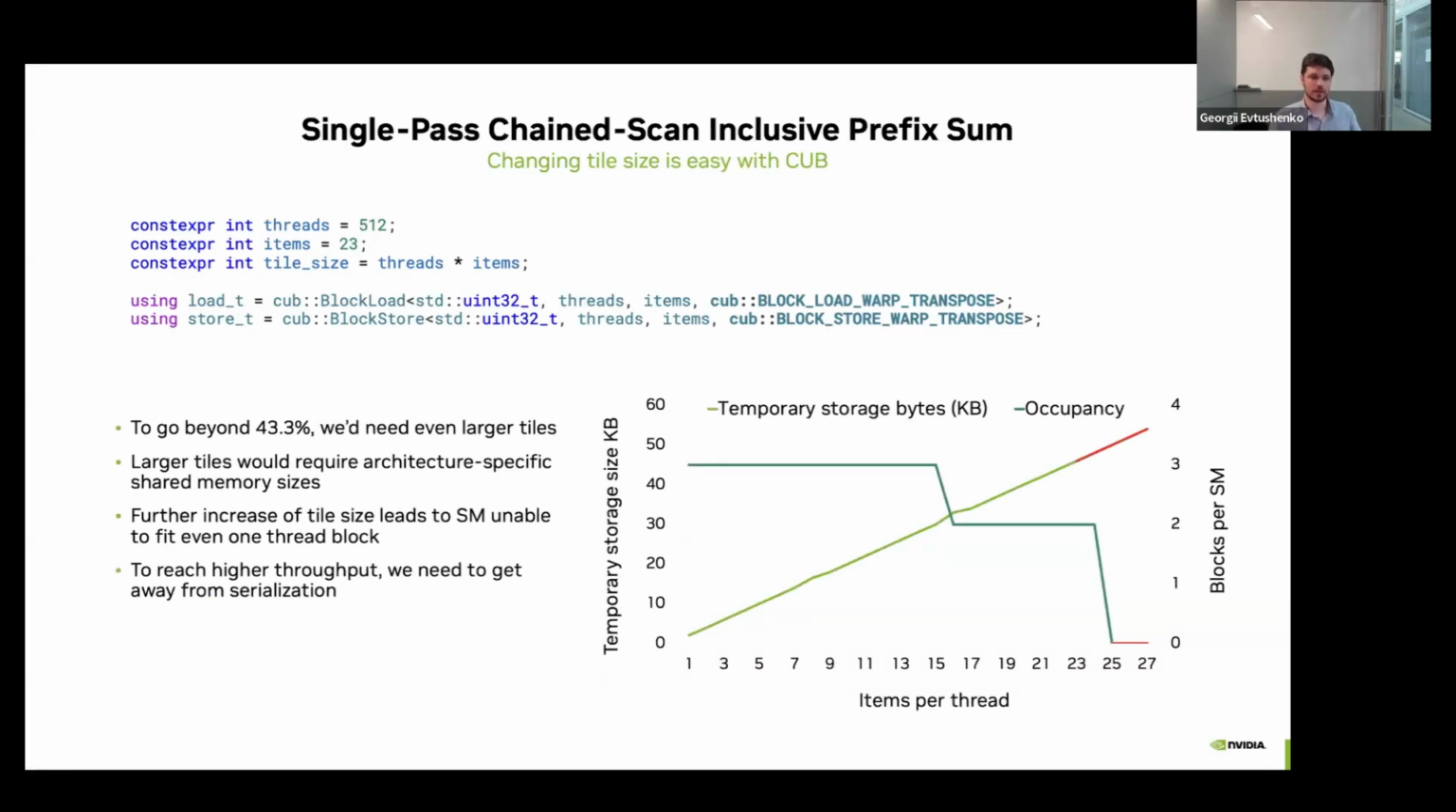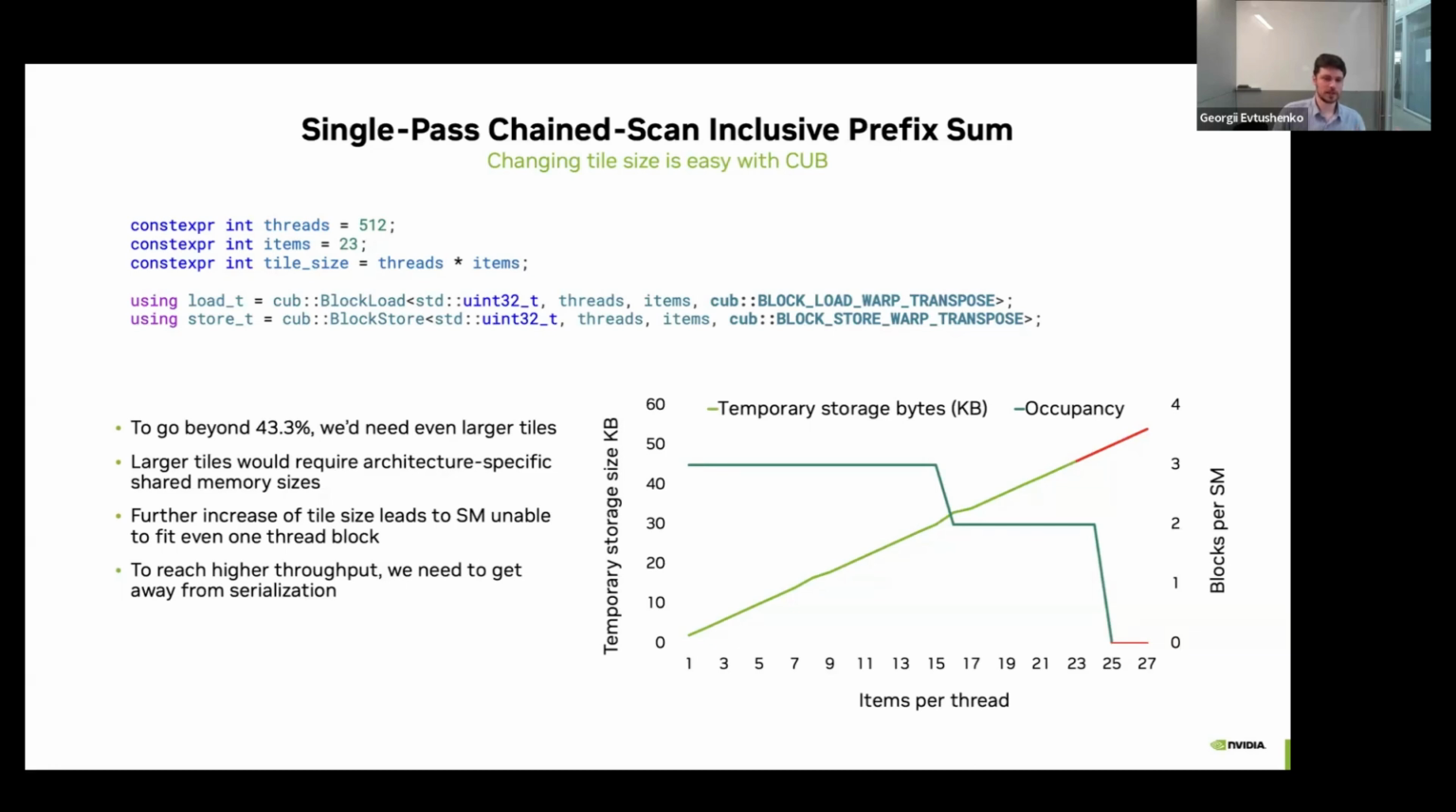Not really. So let's see what happens with our kernel when we keep increasing the tile size. On the right, you can see 2 graphs. One shows how shared memory size depends on the items per thread for a fixed block size. As you can see, using 24 items per thread gets us out of the architecture-independent shared memory limit of 48 kilobytes. That means that some GPUs will not be able to provide enough shared memory.